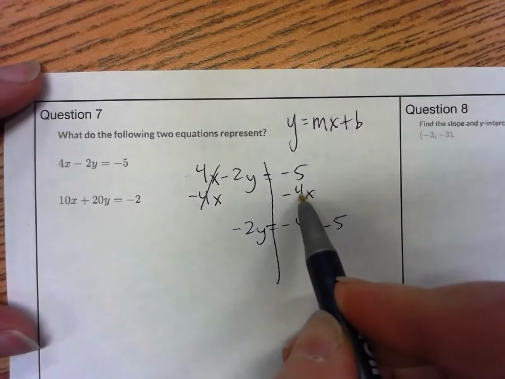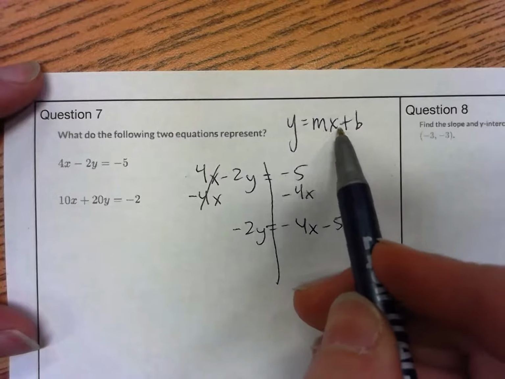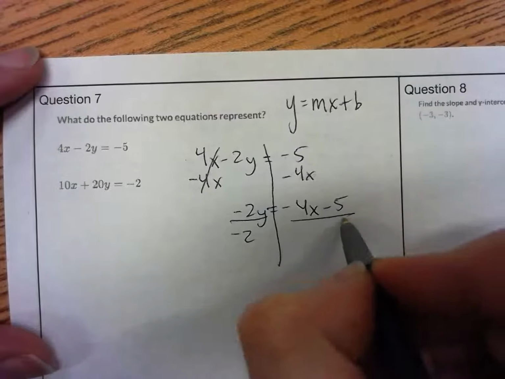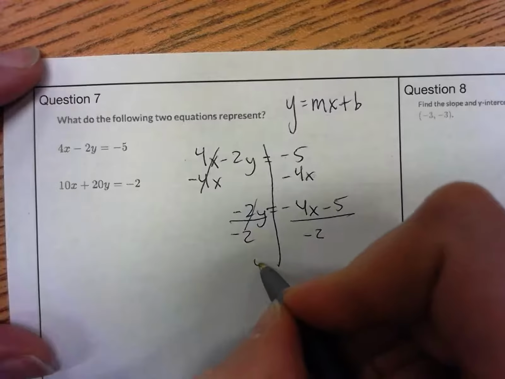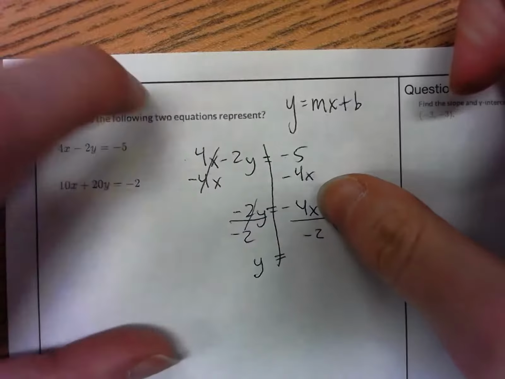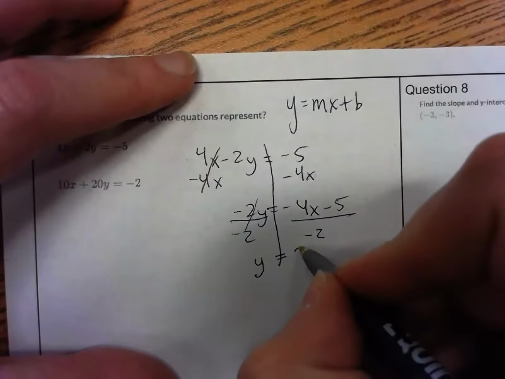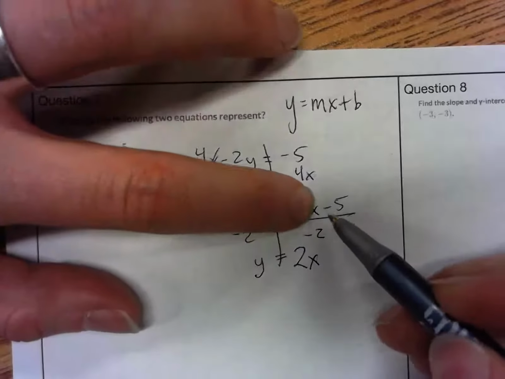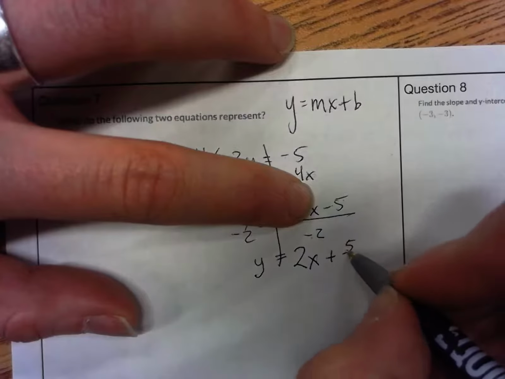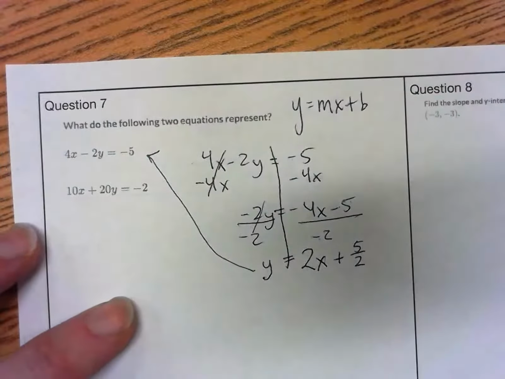And I'm putting the 4x first, the negative 4x, because in our y equals mx plus b formula, the x comes first here. So then we can divide by negative 2 on both sides. And we're left with y equals, a negative divided by a negative would give us a positive. And then 4 divided by 2 would give us 2. So this will be 2x. Then negative divided by negative gives us a positive, and 5 over 2. So this is this equation in slope-intercept form.